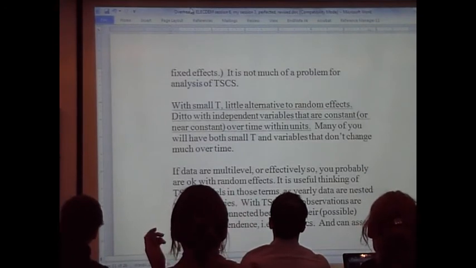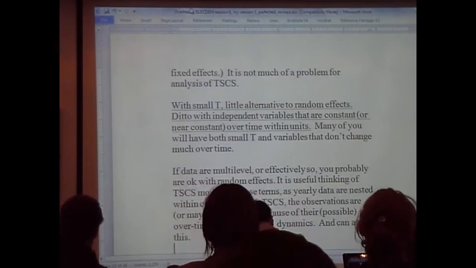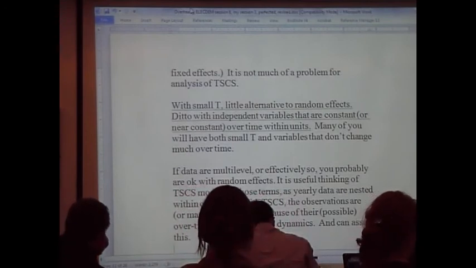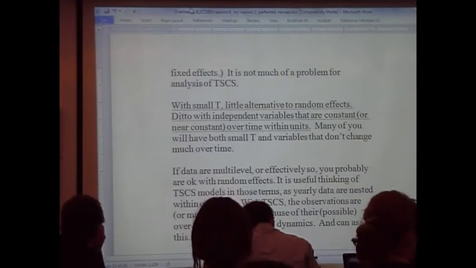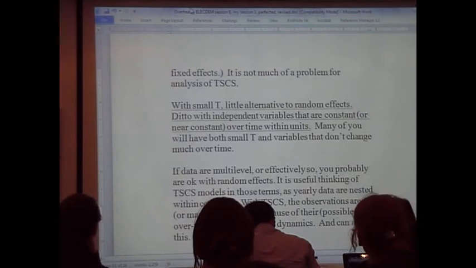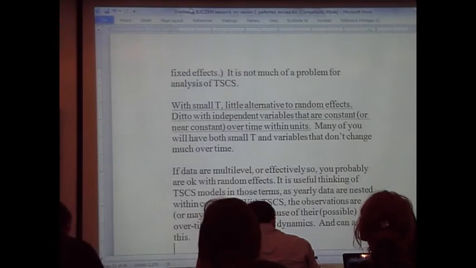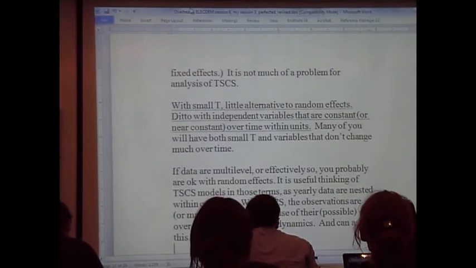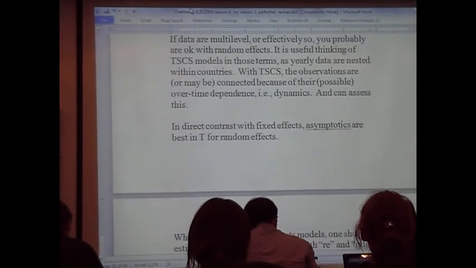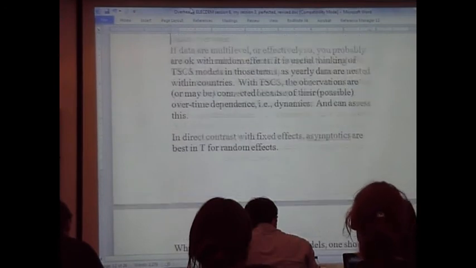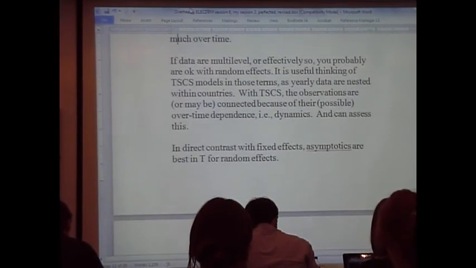right? And this is the same if the independent variables are constant or near constant, right? So these are time-invariant variables, slowly changing variables within particular units. Many of you, and I've talked to a number of you for whom this is true, will have both small t and variables that don't change much over time. So that's where you're most likely to end up working. Now, so you'll be dealing with random effects. Does that solve the problem? It's what you're going to need to use. Does that mean those results are pure?